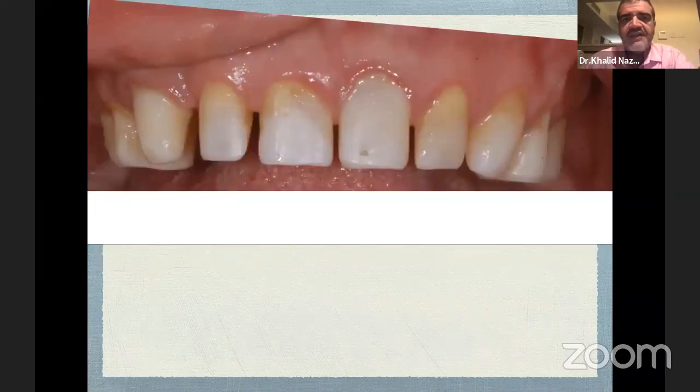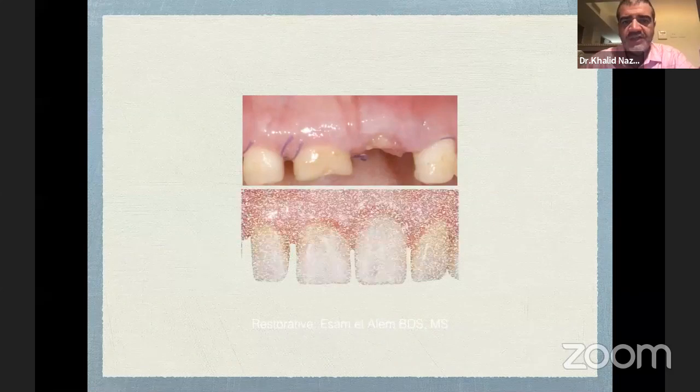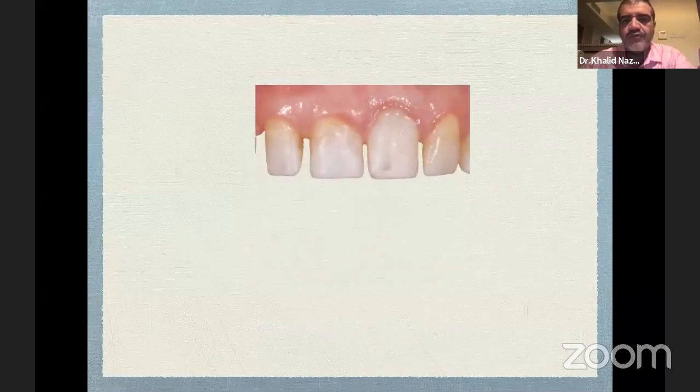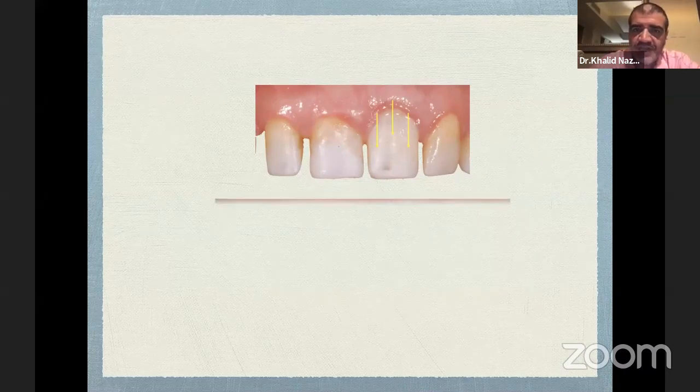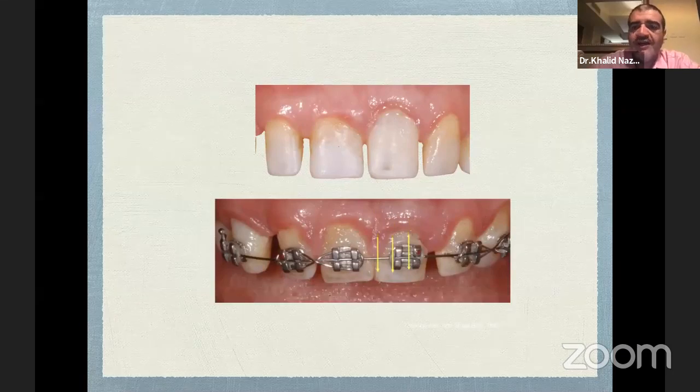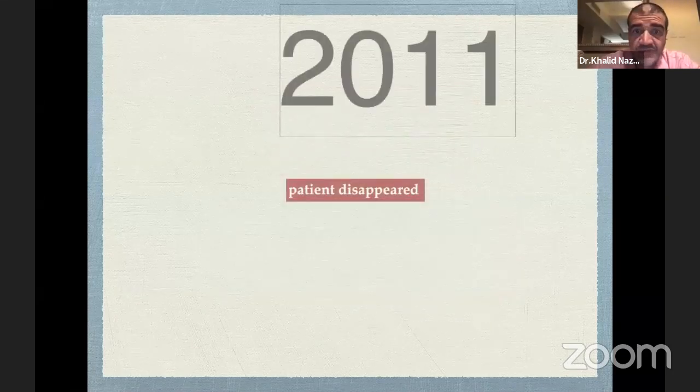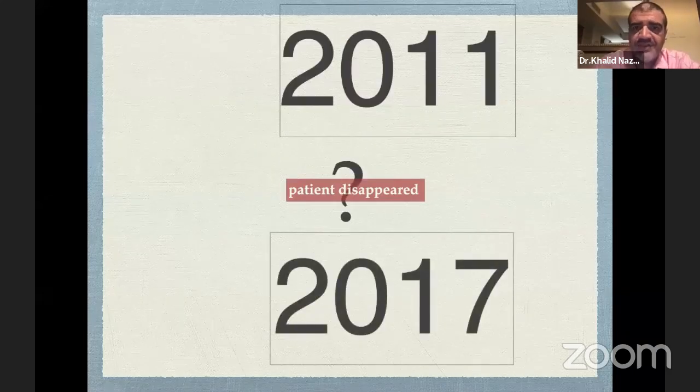And if you look at the level of the gingival margins, you can see the improvement in the gingival margin level through migration of tissue. So in this situation, we did not only help the patient in terms of alignment of teeth, but the orthodontist also helped the gingival tissue to reach a certain level of aesthetic outcome. Then the patient suddenly disappeared. This is one of the old cases that we have done.